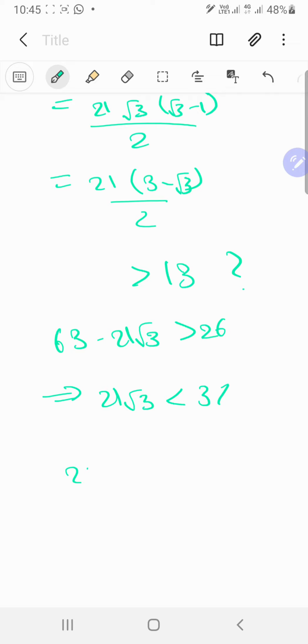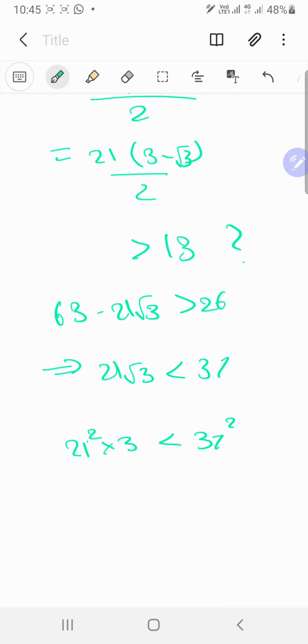So 37/21, what's that going to be? I think 1 point 7, so it's obviously bigger than that. Okay, let's just square this. So it's going to be 21 squared into 3 is less than 37 squared. Okay, we have to calculate this now. So this is very easy.